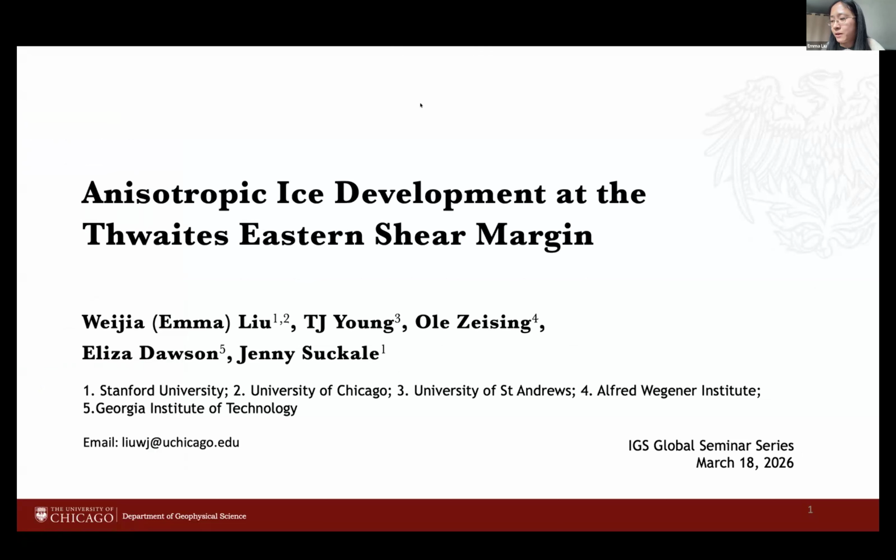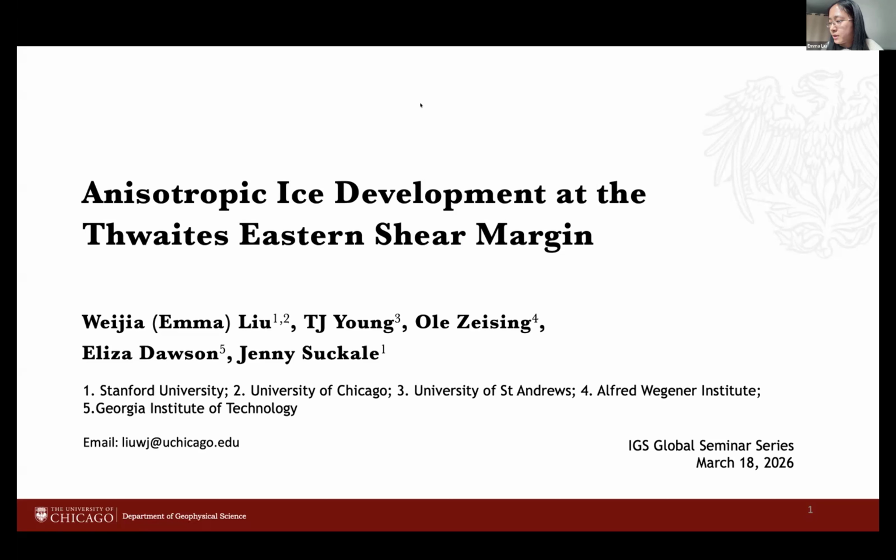My postdoc project is about building a probabilistic machine learning framework that can infer rheology, that I hope I can share with you all at some point. But today I will talk about anisotropic ice development near the eastern shear margin of Thwaites Glacier.